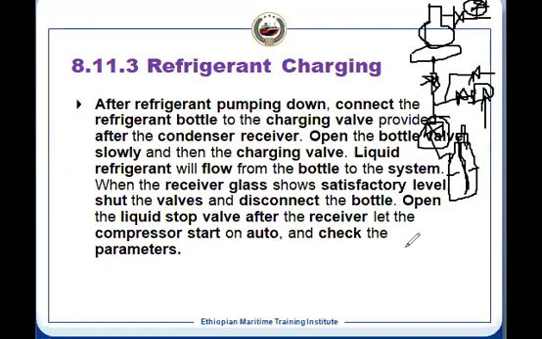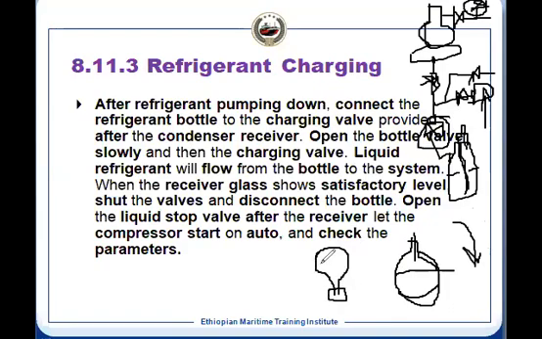Now the other bottle has got only one connection. In that case, what will you do? Suppose this bottle has only one connection, and you are charging the liquid. Then what you do is put the bottle upside down, and then you can use that single valve you have. What will happen? The liquid will be here and the liquid will enter into the system. So you need to check this before you do the charging.